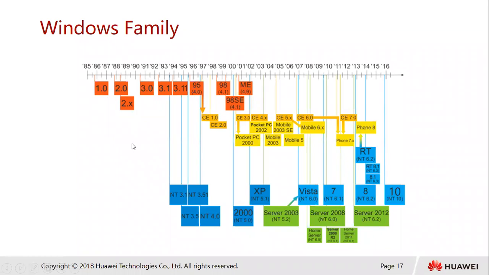This is the Windows family, which I talked about. So there was Windows 1, Windows 2, and so on. As I said, we have personal computers and servers. What's the difference between these two? In terms of graphical user interface, personal computers are better than servers.